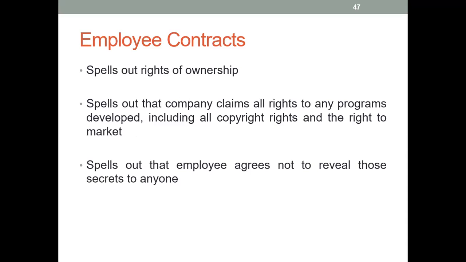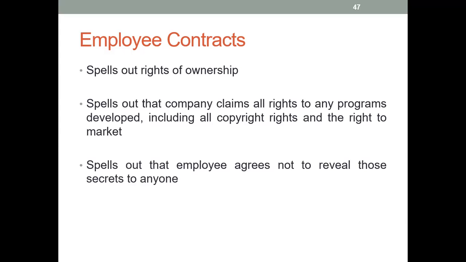Now let us speak about employee contracts. An employment contract often spells out rights of ownership, but sometimes the software developer and the possible employer have no contract. Having a contract is desirable for both employees and employers, so that both understand their own rights and responsibilities. Sometimes the software developer and the employer never have a contract, but it's always better to have one, because then the employer and employees are aware of their rights and responsibilities.